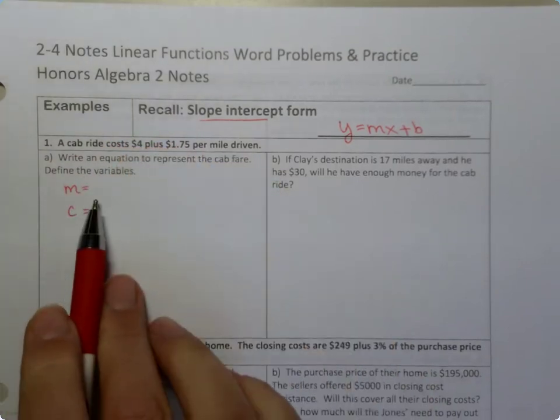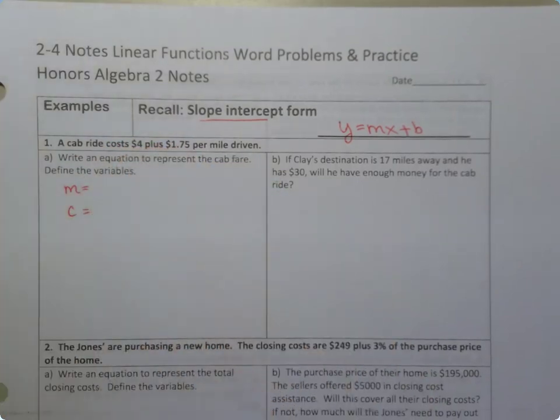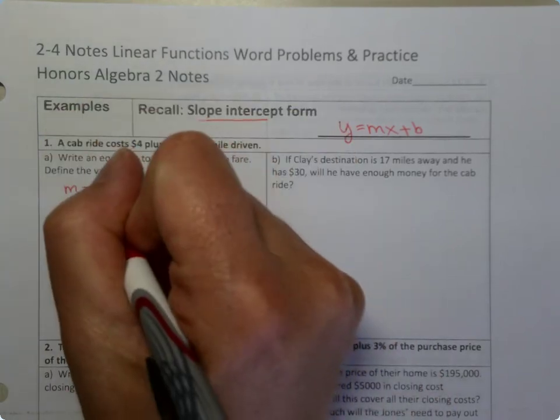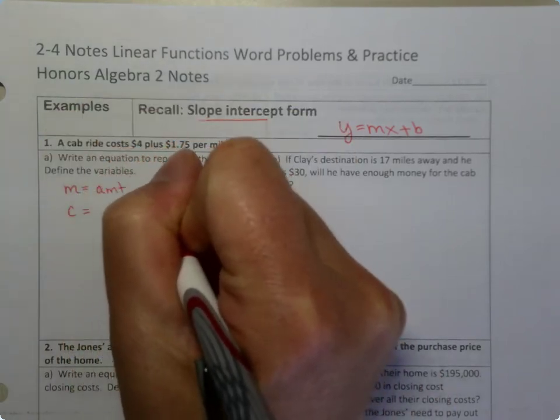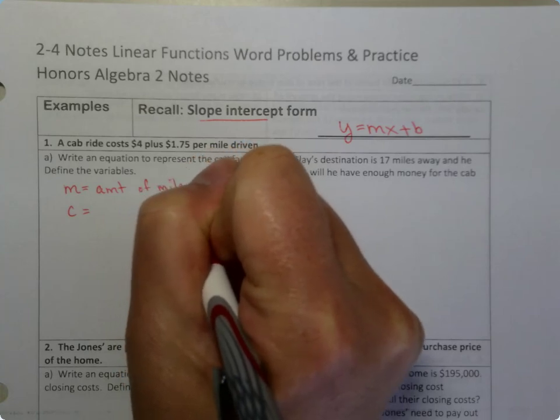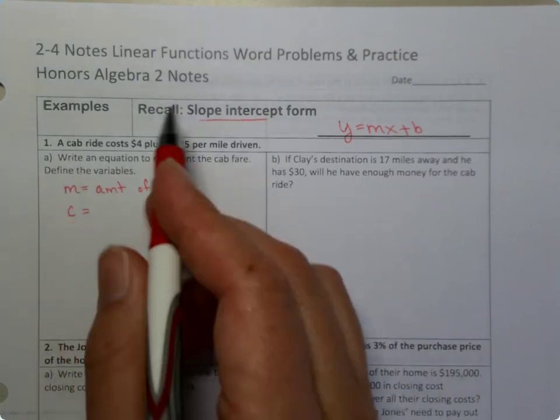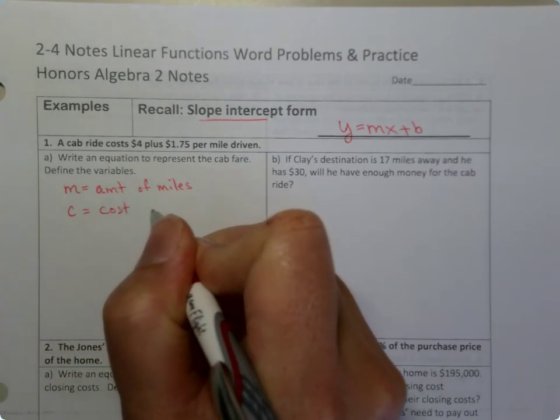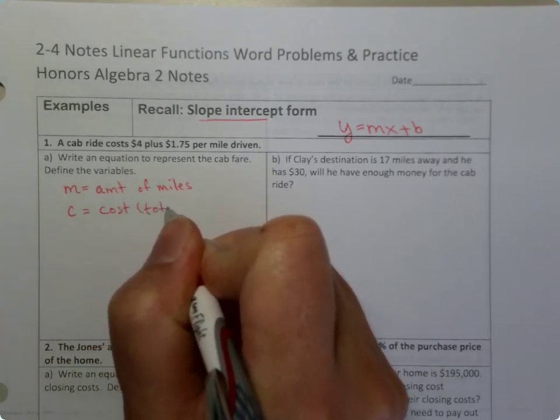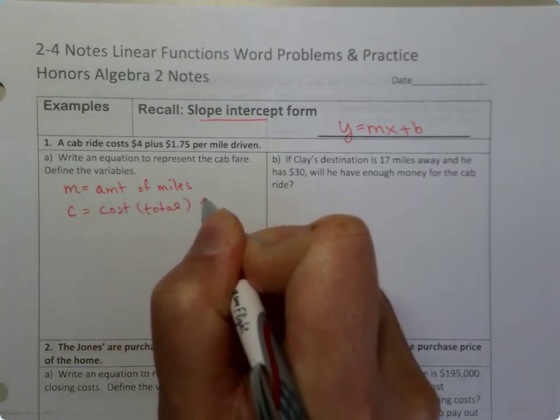Now, if you tell me M stands for miles, you're not going to get full credit. I need to know how many miles they drive, right? So it's got to be the amount or the number of miles. I use abbreviation a lot, amount of miles or number of miles. So you can't just say miles. It has to be something that's quantitative, a number, a quantity. And then C, I did for the total cost. I should have said total cost. And that is going to be measured in dollars.